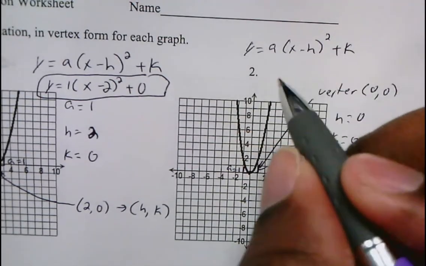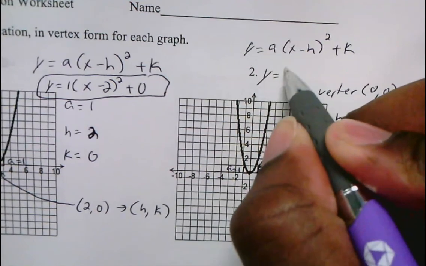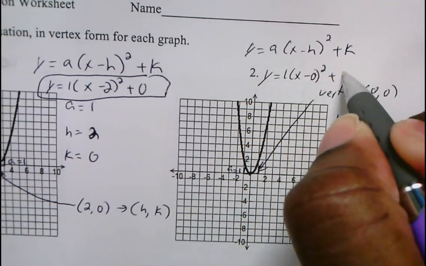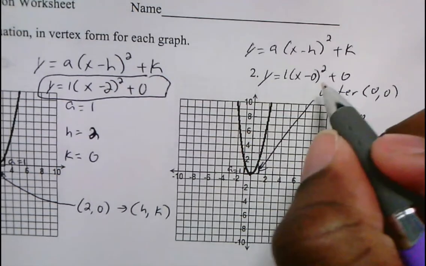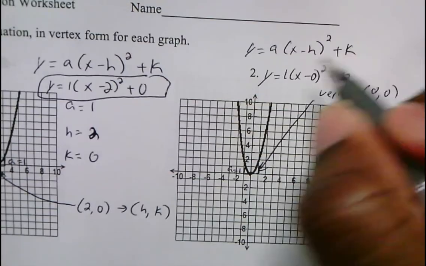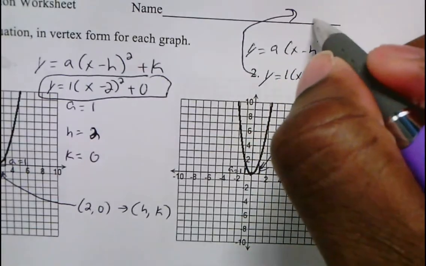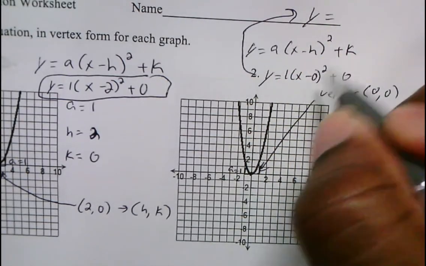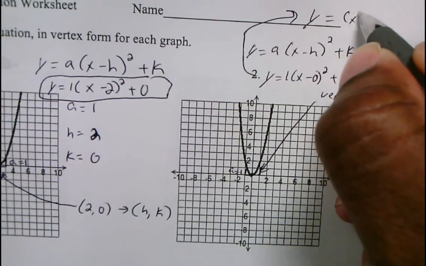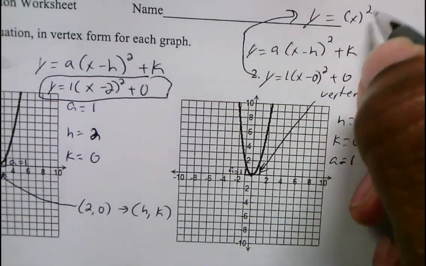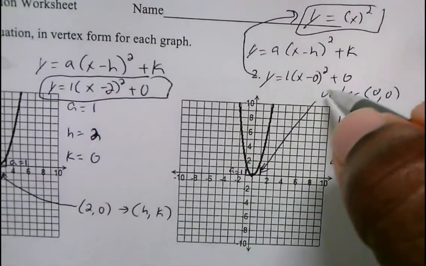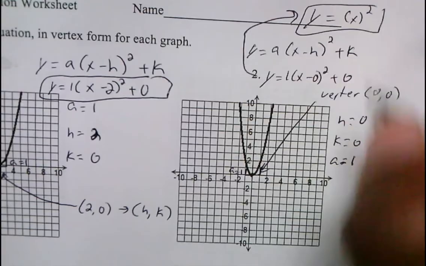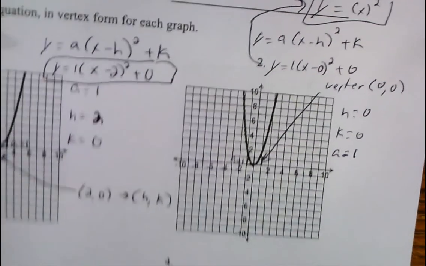So the equation for that graph is y equals 1(x subtract 0) squared plus 0. Technically though, you may also see this written as y equals, x subtract 0 is just x, so y equals x squared. And that'd be it, because plus 0 doesn't change it either. You might even see it without parentheses. It's just y equals x squared. Let's give it a new one.